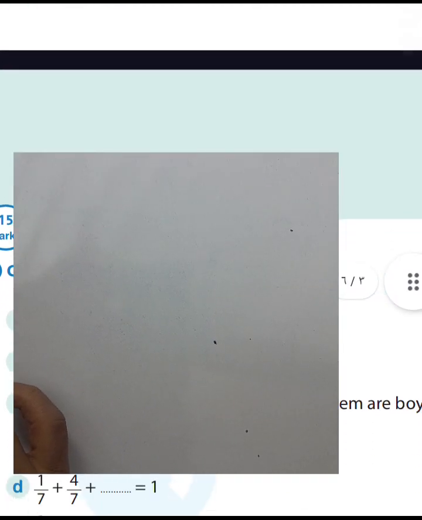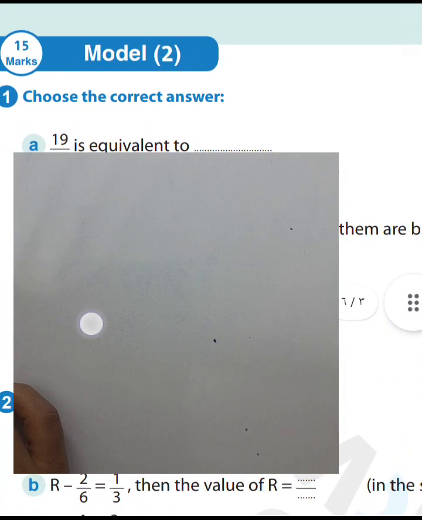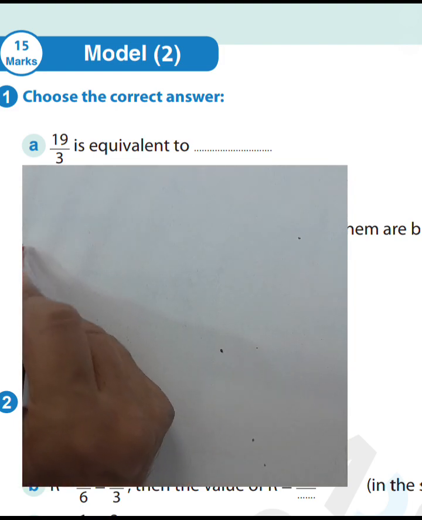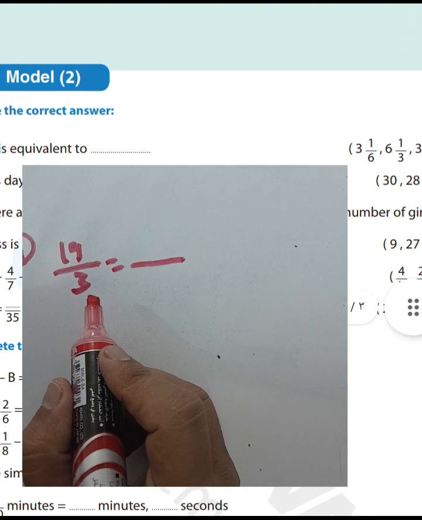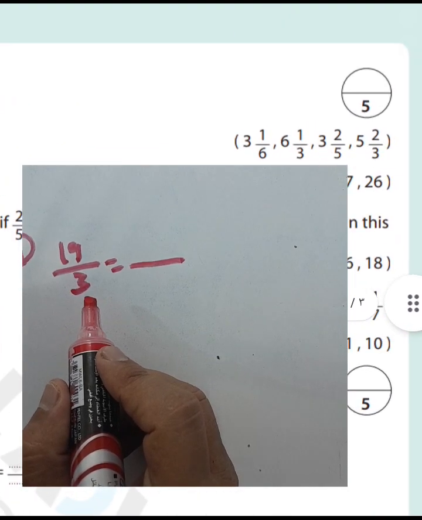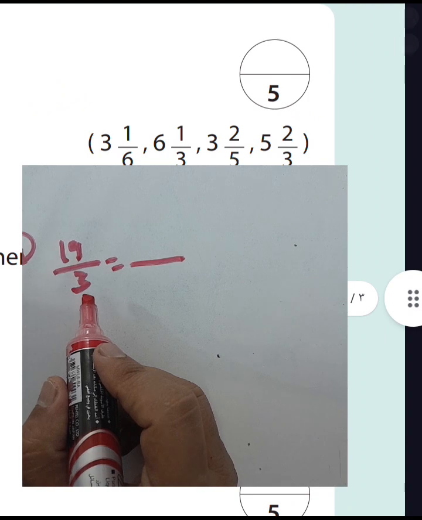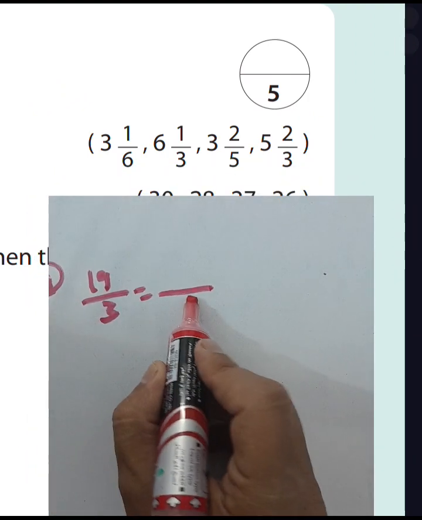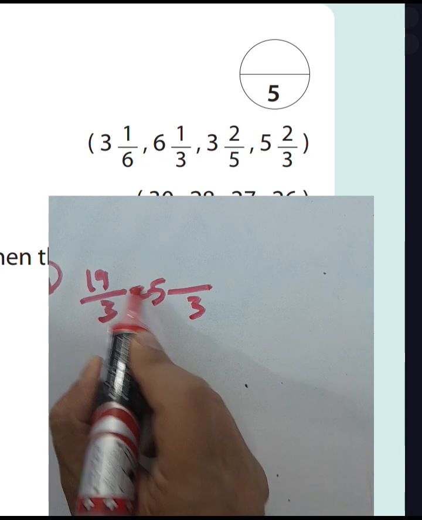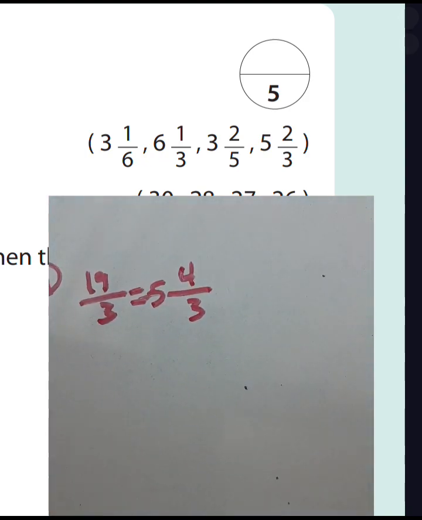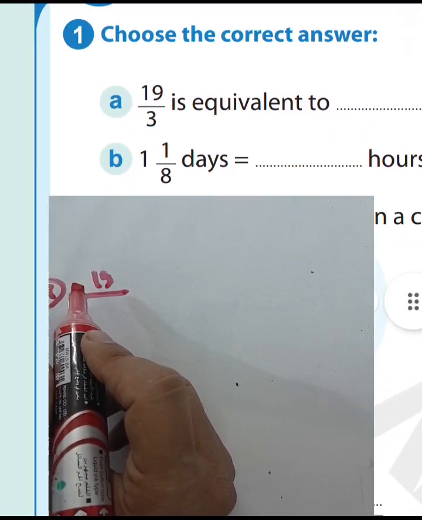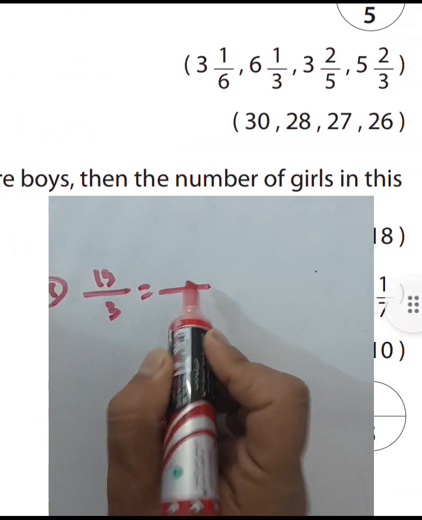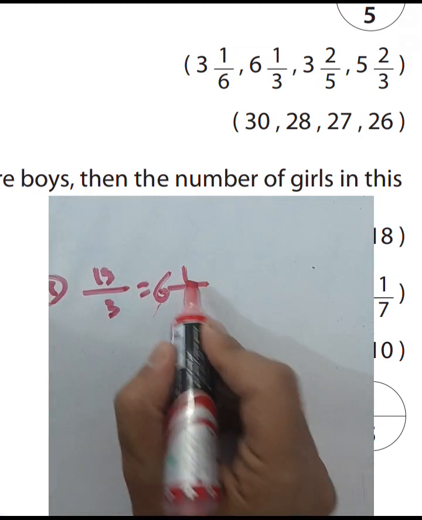Okay. Question letter A about model number 2. 19 over 3 is equivalent to what? You can write it as a mixed number. This improper fraction to mixed number, right? 3 times 5 equals 15, and the remainder 4. Letter A, we have 19 over 3. 3 times 6 equals 18, and the remainder 1. Okay, it's the nearest number. 6 and 1 third. Okay.